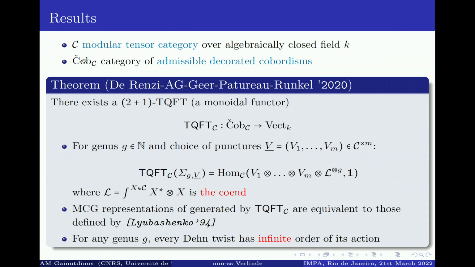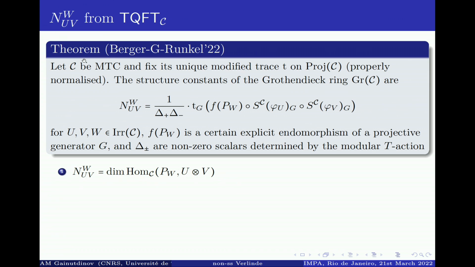Okay? And this TQFT that we defined via some universal construction, we also proved that the mapping class group representations generated by this TQFT are equivalent to those defined by Lyubashenko back in '94. So this is actually the TQFT version, or TQFT counterpart, of modular tensor categories. Or if you want, it's a generalization of Turaev's construction to non-semisimple modular tensor categories.